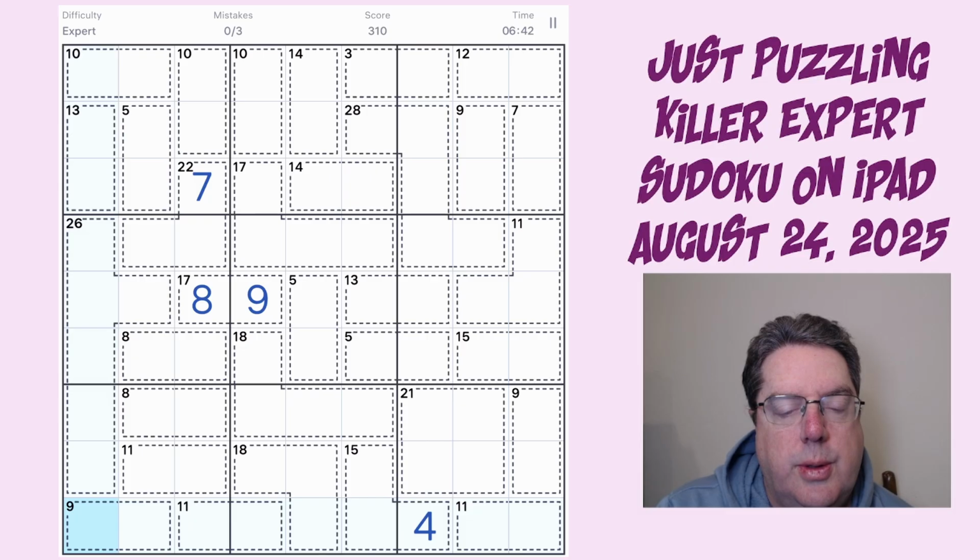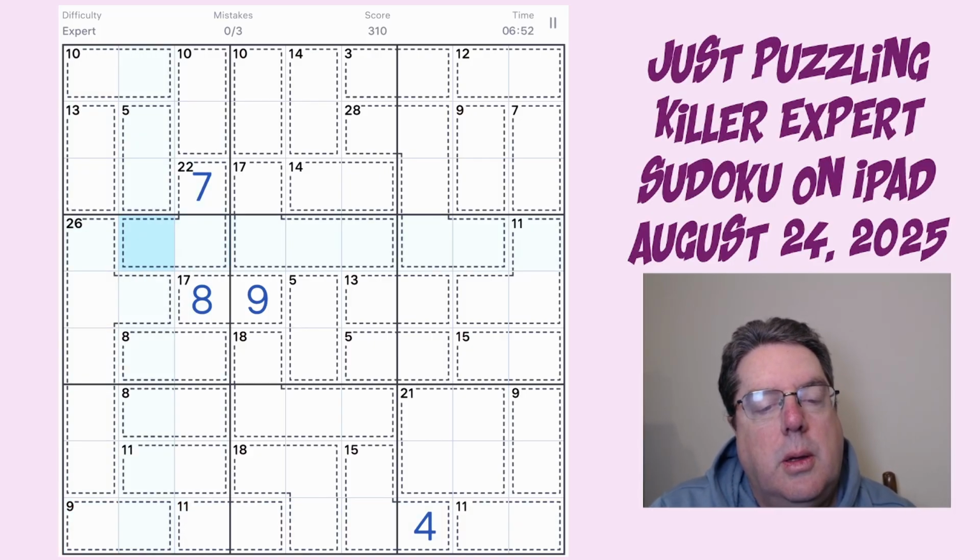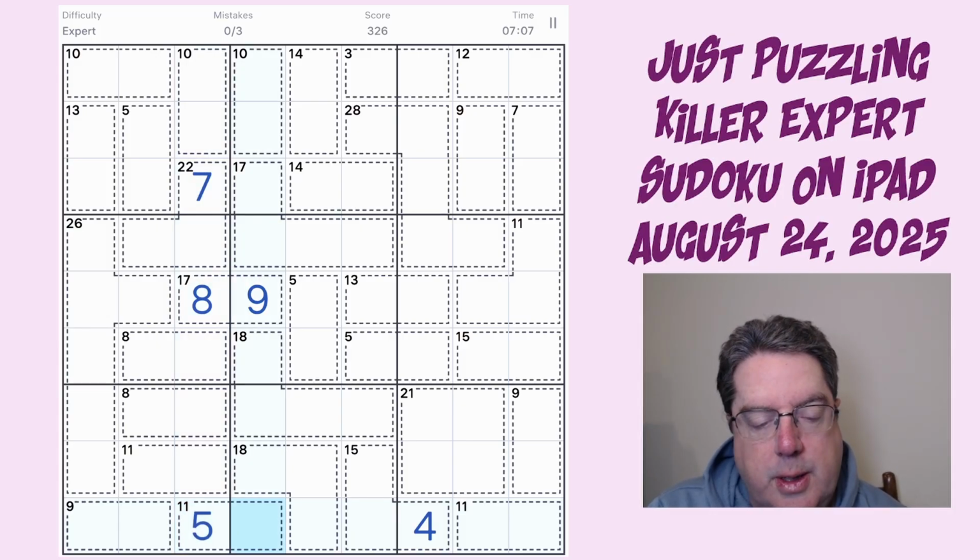So 7 would be there. 6. 7. So I can figure out what this is. 15 plus 8 is 23, plus 26 is 49. Plus 8 is 57, plus 8 is 65, plus 11, plus 20 is 85, so that's the 5, and this is the 6. Okay.